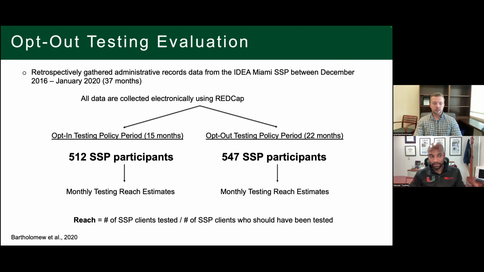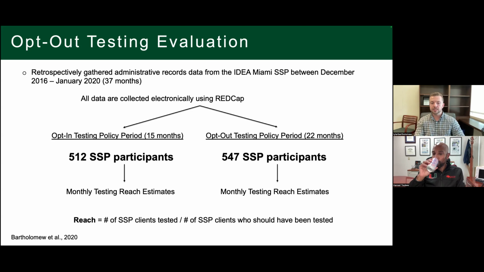And so to evaluate this, we looked into all the administrative records, all the data that we collect at IDEA Miami between the very first day that we opened all the way to January 2020, right before COVID happened. So we have about 37 months of data to evaluate. And so we stratified the sample into the opt-in testing policy period, which is about 15 months of operation at IDEA, and then the opt-out testing policy period, which is about 22 months at IDEA. And so we really zoned in on the enrollment data that we had.